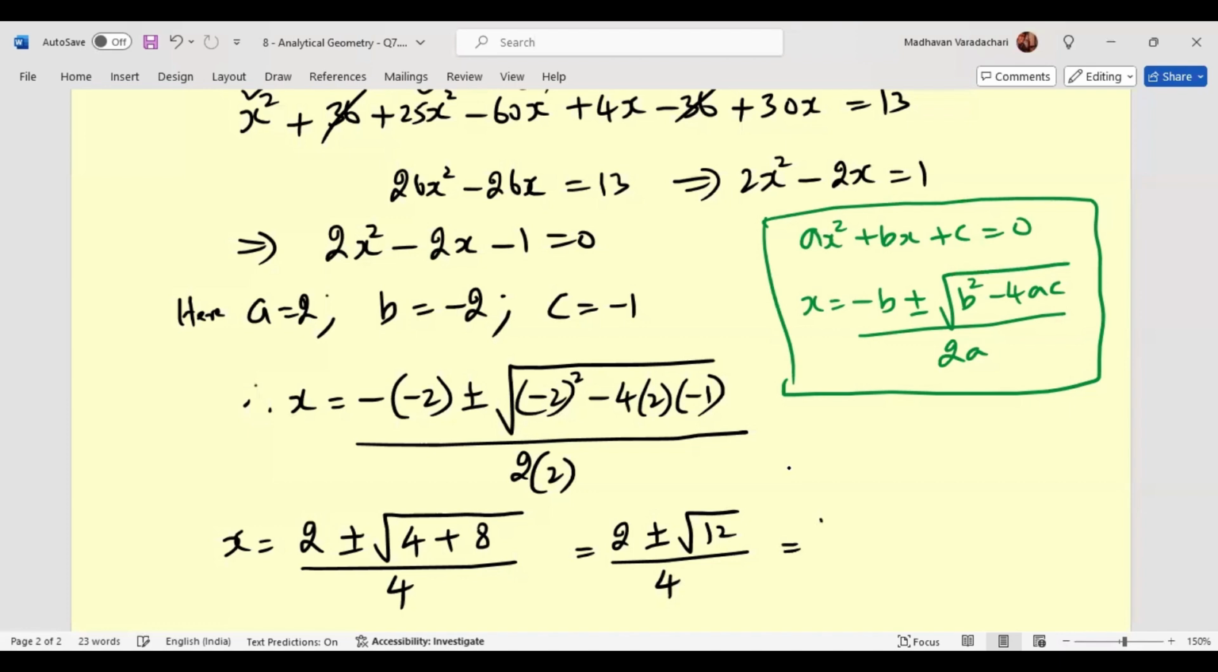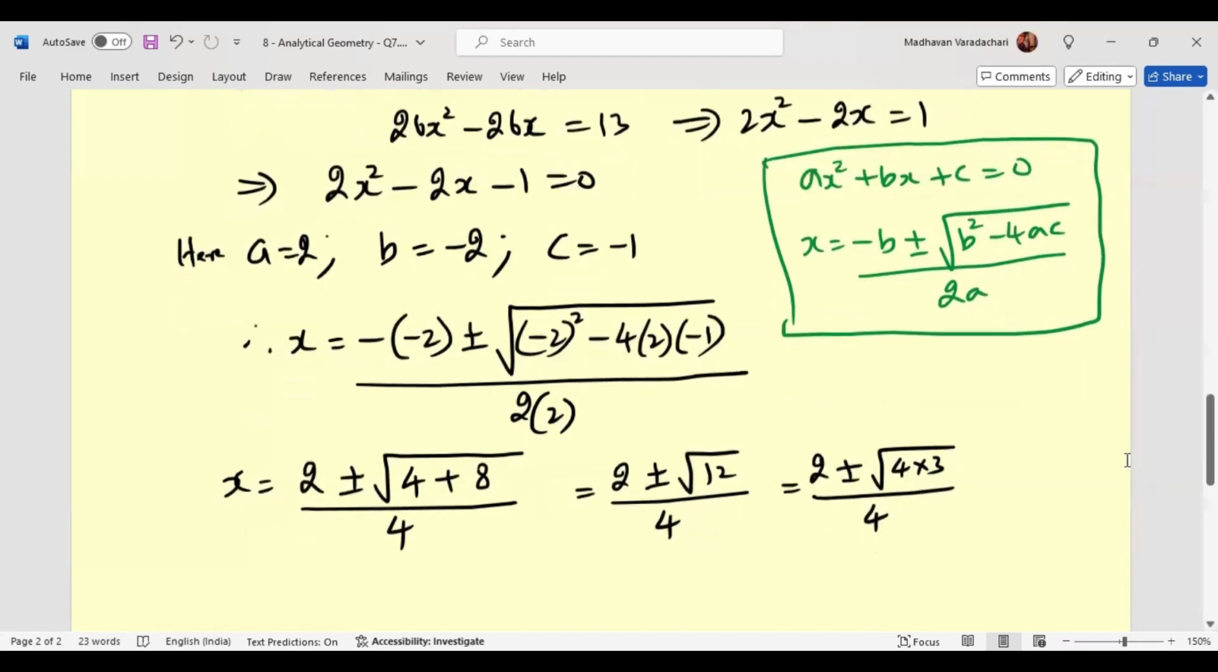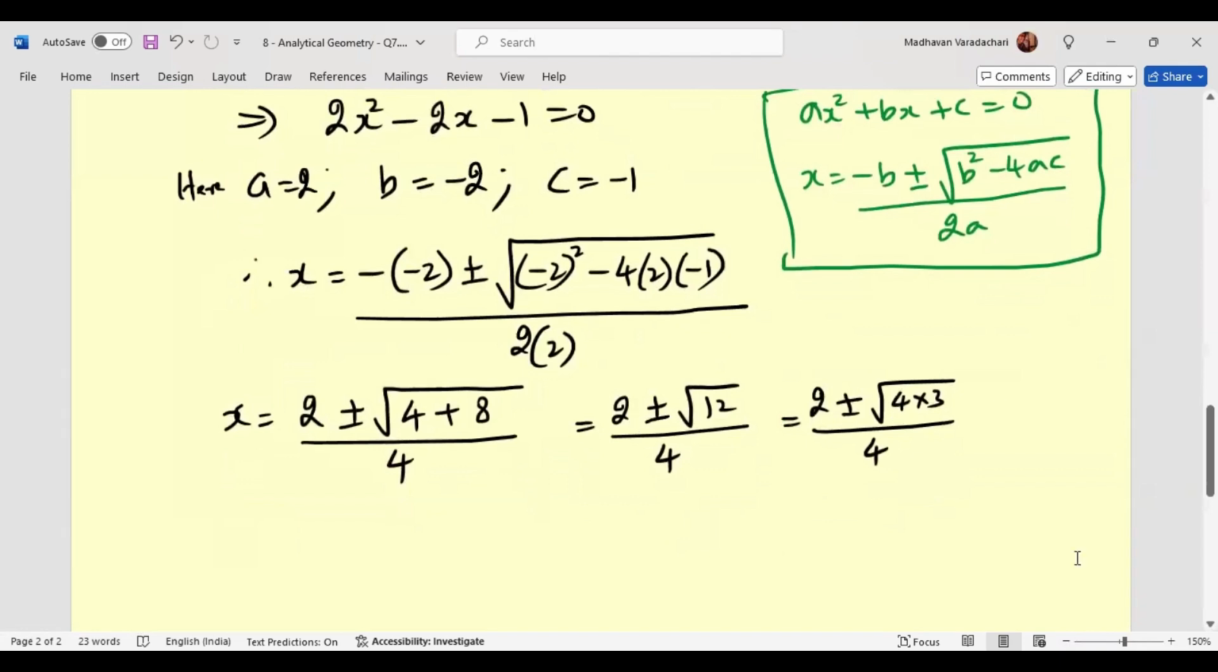Further, 12 can be written as 4 into 3. So root 4 can be taken outside. That will become root 4, so it is nothing but 2. So x is equal to 2 plus or minus 2 root 3 by 4, which is dividing numerator and denominator by 2, you get 1 plus or minus root 3 by 2.